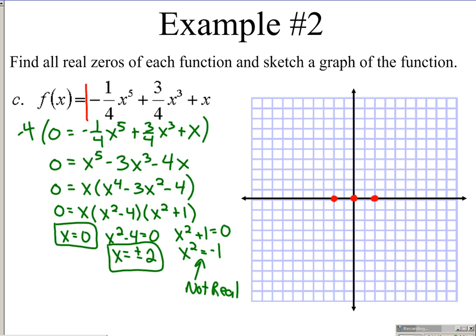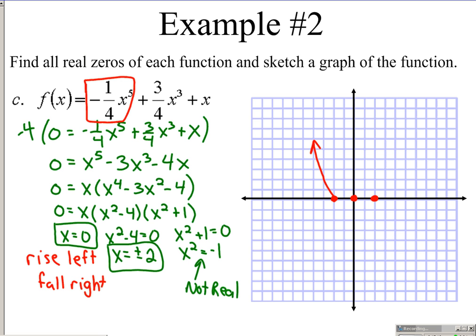Look at our right and left-hand behavior. We're just looking again at that first term. We have an odd exponent. We have a negative lead coefficient. Odd exponent with a negative lead coefficient tells us that this graph is going to rise left and fall right. So through this point on the left, we need to be rising. Through this point on the right, we need to be falling.